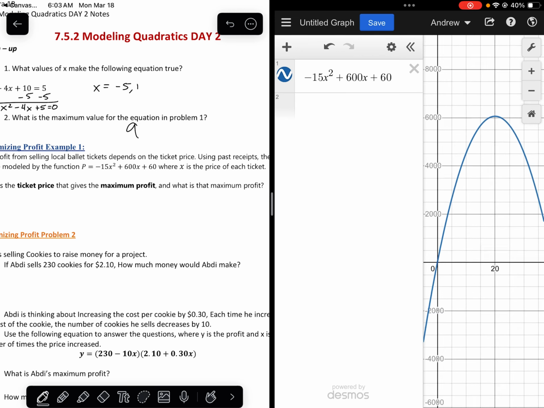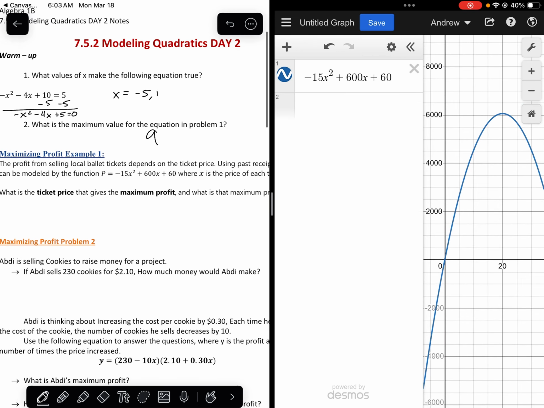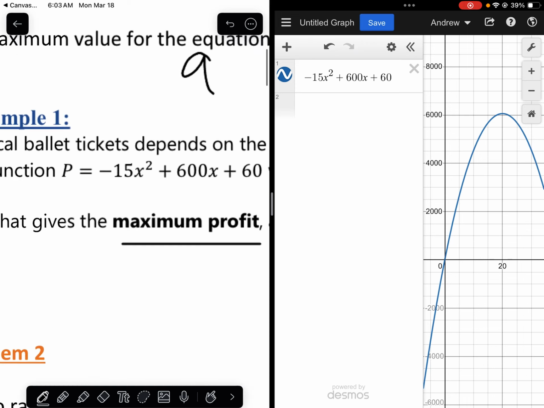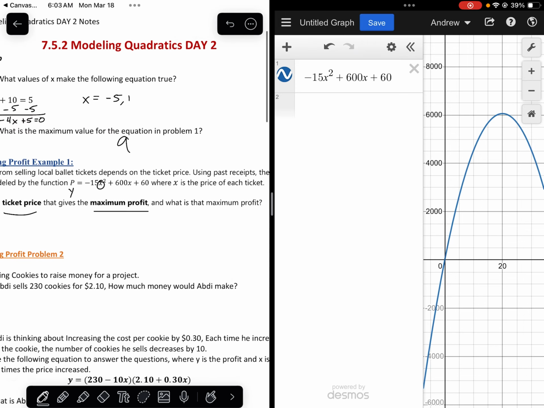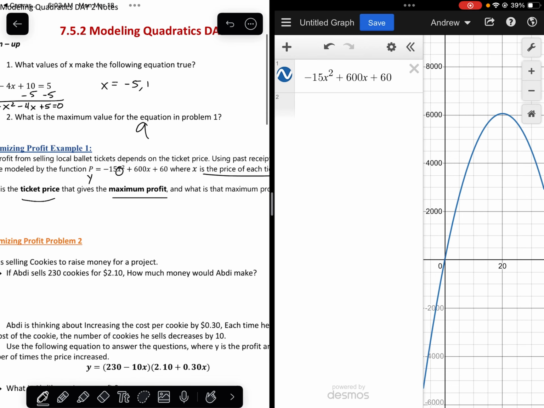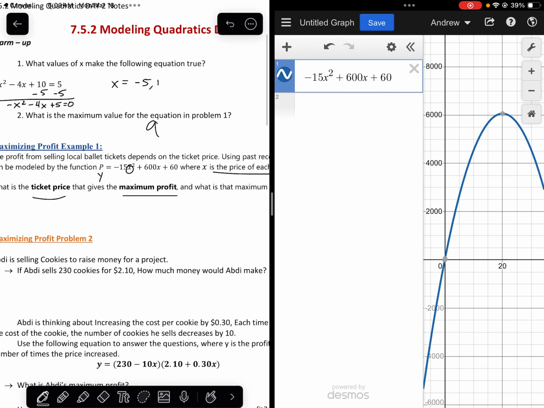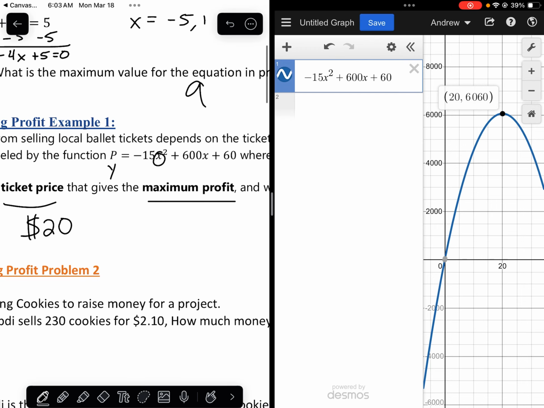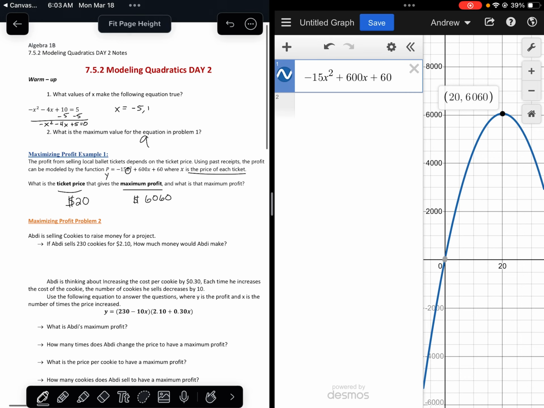So if we zoom out, we finally get to our profit. It says, what is the ticket price that gives the maximum profit? Remember that P is really our y value, so x in this case is our ticket price. Our ticket price at that maximum profit is $20. It's the x value. So $20, and the maximum profit is $6,060.